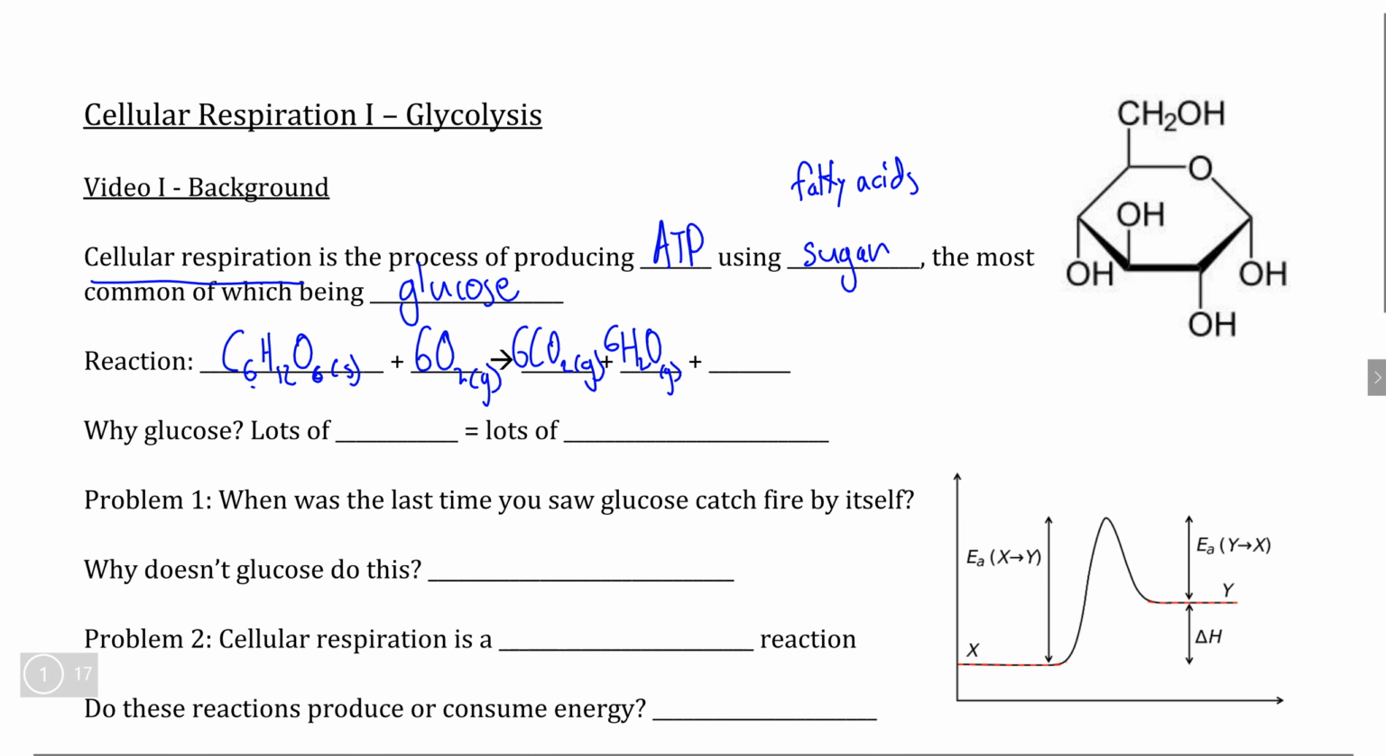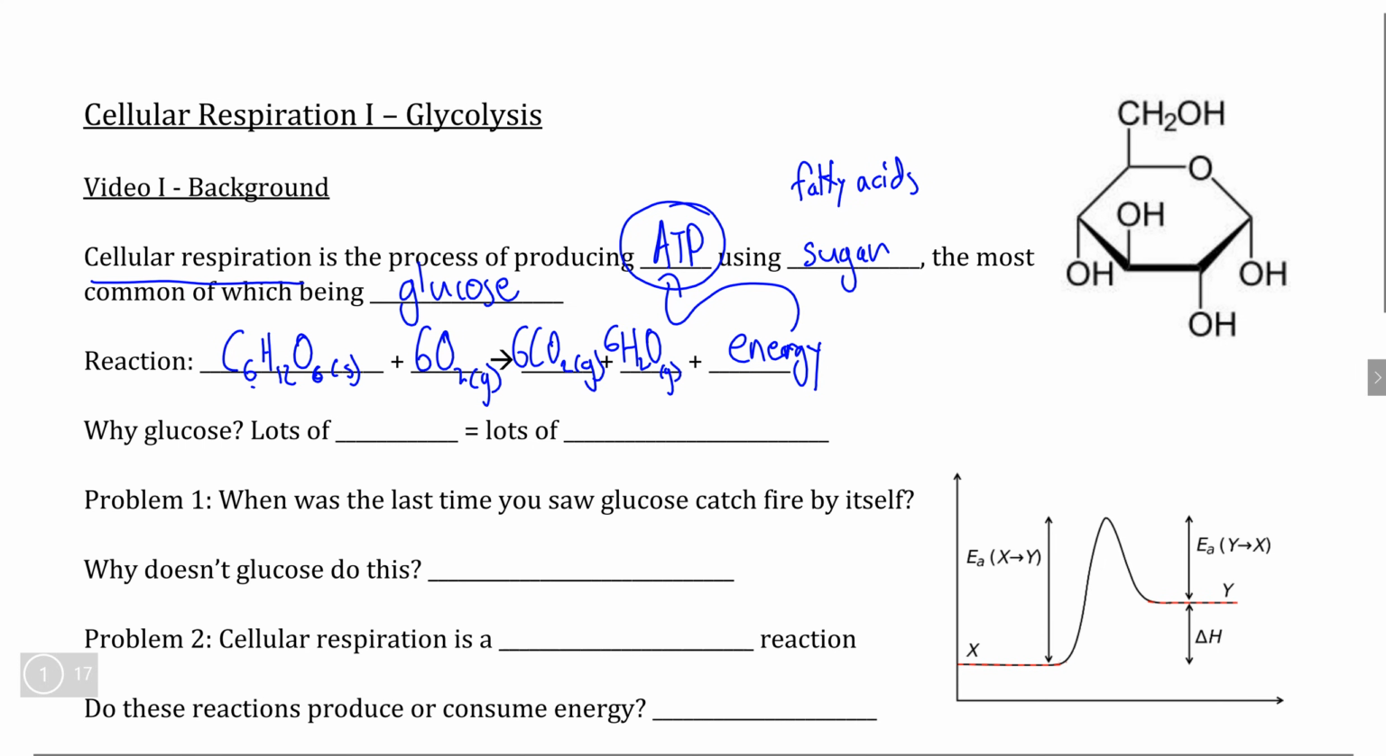But of course, what we are interested in by doing this reaction is the energy that we get as an output from this reaction, which we would then convert into ATP. And the process of how we do that is the focus of what we're going to be learning about in this series of videos. So why glucose?